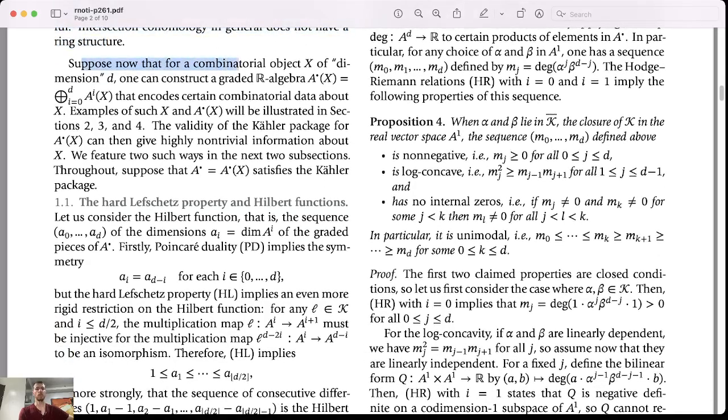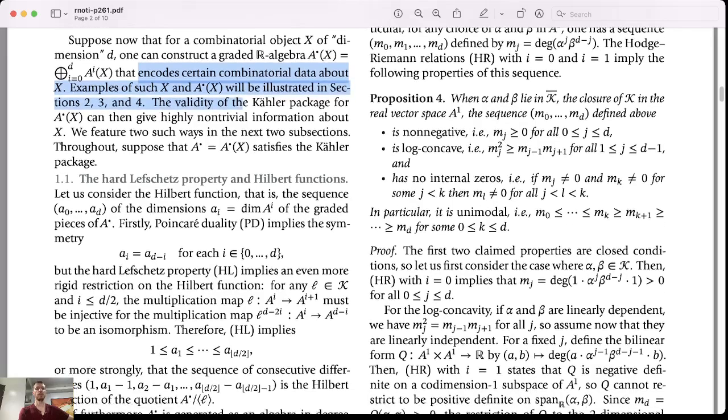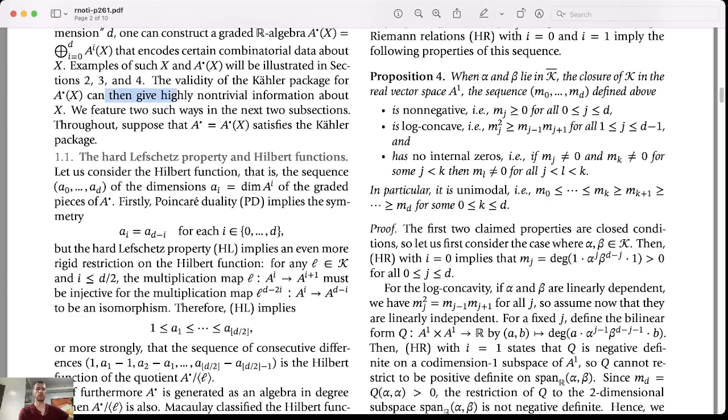Suppose now that for a combinatorial object X of dimension D, one can construct a graded real algebra A^•(X) equals direct sum i = 0 to d of A^i(X) that encodes certain combinatorial data about X. Examples of such X and A^•(X) will be illustrated in sections 2, 3, and 4. The validity of the Kähler package for A^•(X) can then give highly non-trivial information about X. We feature two such ways in the next two subsections. Throughout, suppose A^• = A^•(X) satisfies the Kähler package.